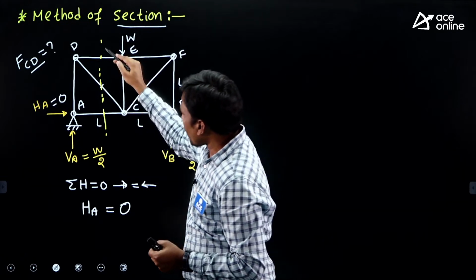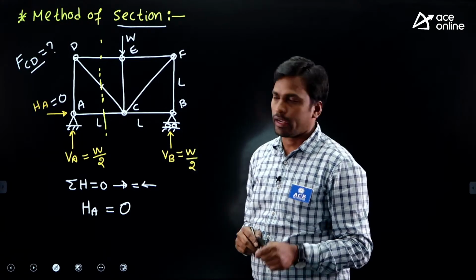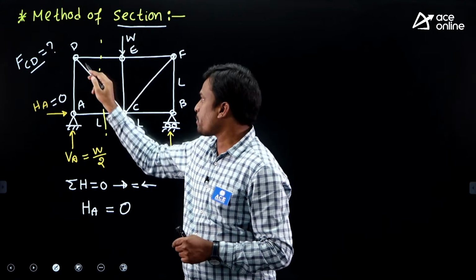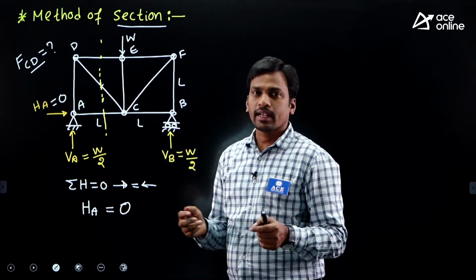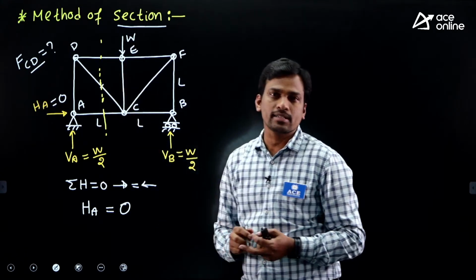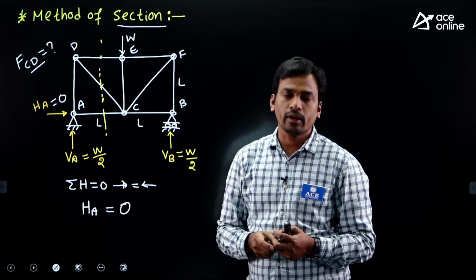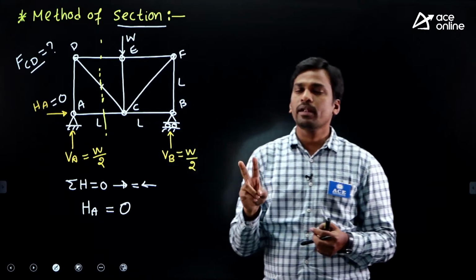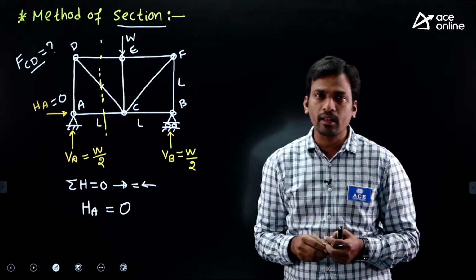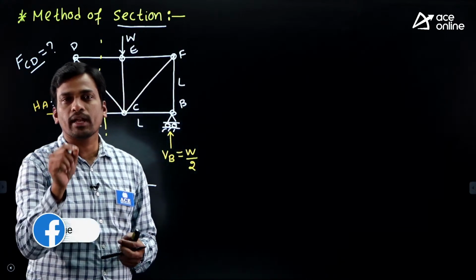So if I pass a section like this, check whether the two conditions are satisfied or not. First condition, is the section passing through the selected member? Yes, it is passing through member CD. Second condition, is this section dividing the entire structure into two separate parts? Yes, left part and right part are completely separated. So how to cut the structure depends upon these two conditions. First, the section should pass through the selected member. Second, the section should divide the entire structure into two separate parts.